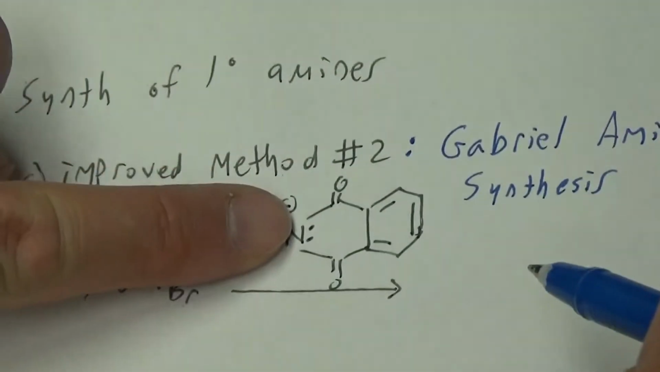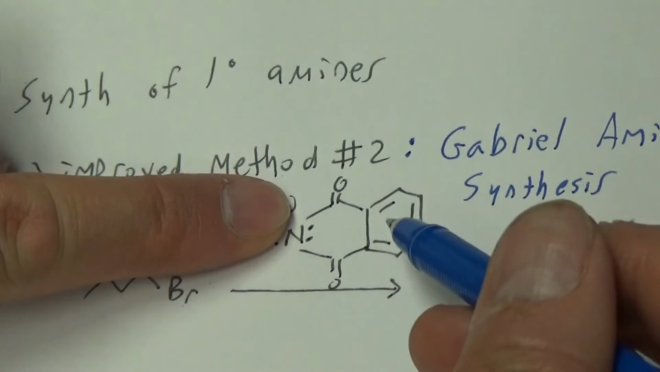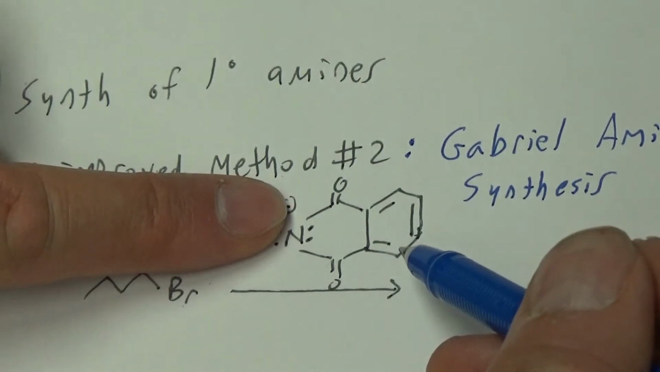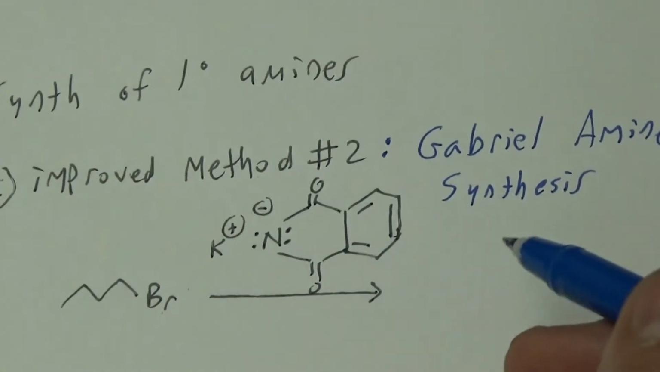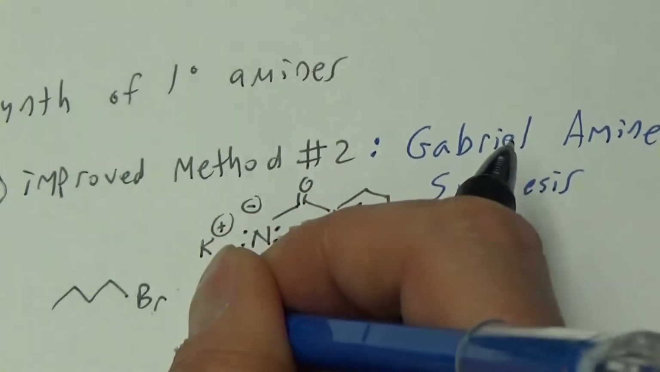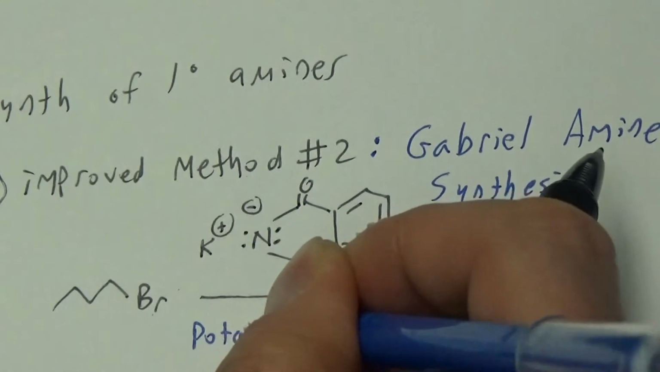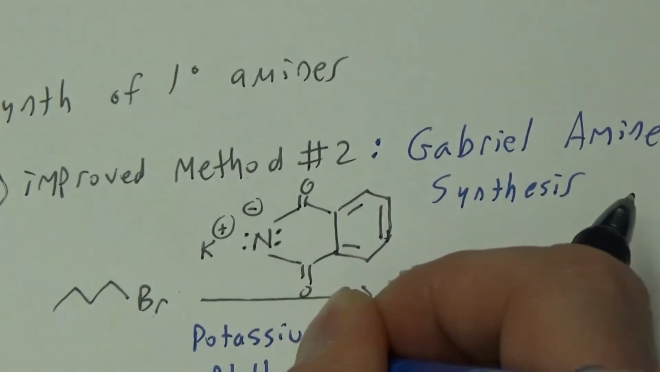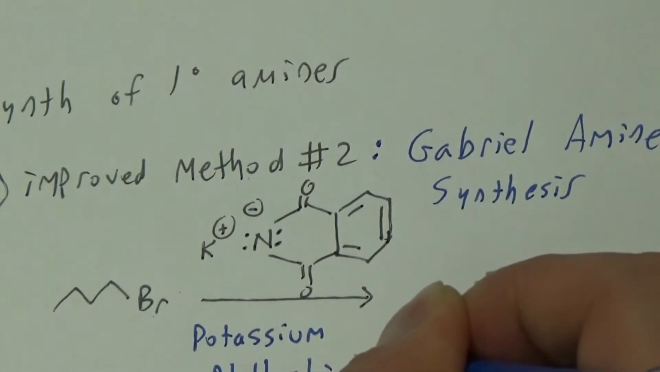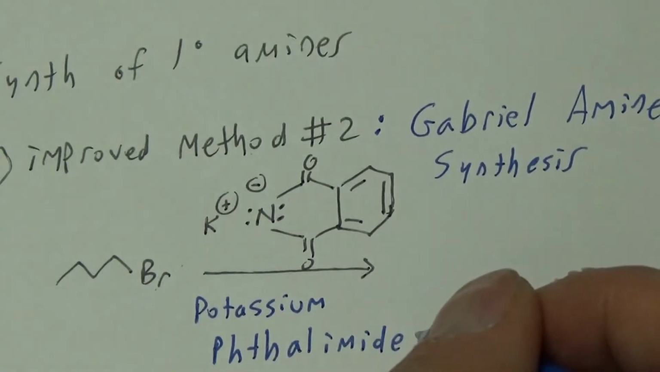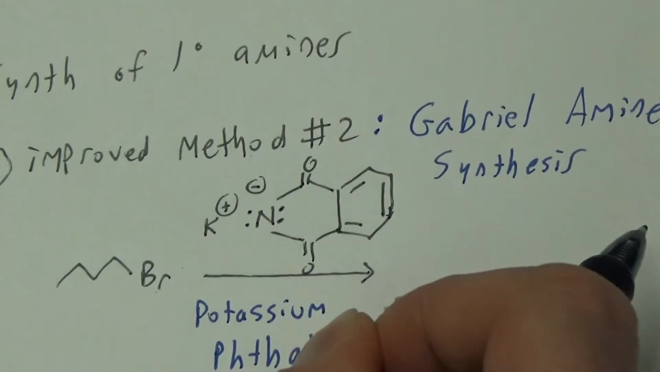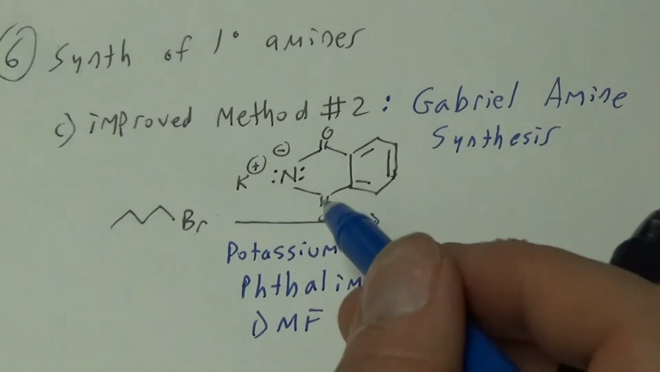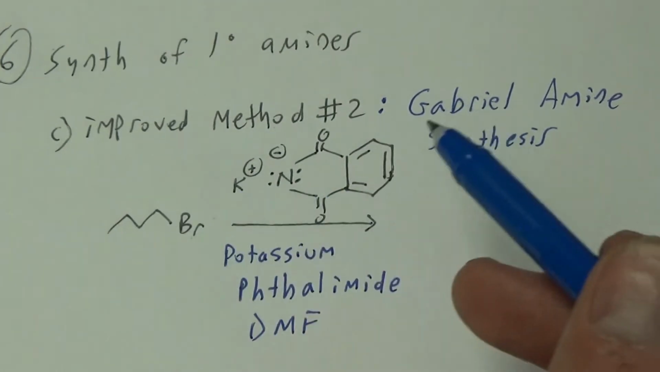So this alone would be called phthalimide, P-H-T-H-A-L-I-M-I-D-E. But with the potassium, it's the potassium salt of it, potassium phthalimide. And DMF. So what do you think the reaction is going to be? We're using an SN2 solvent, we've got a good nucleophile, and a good electrophile.